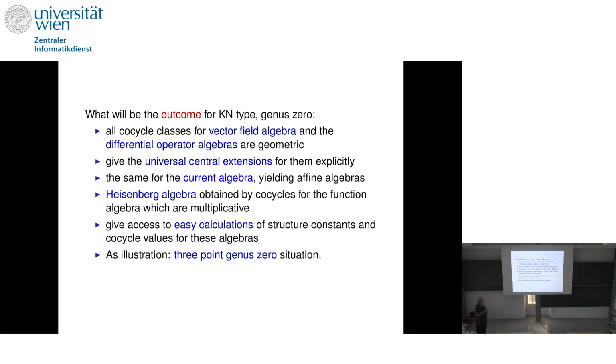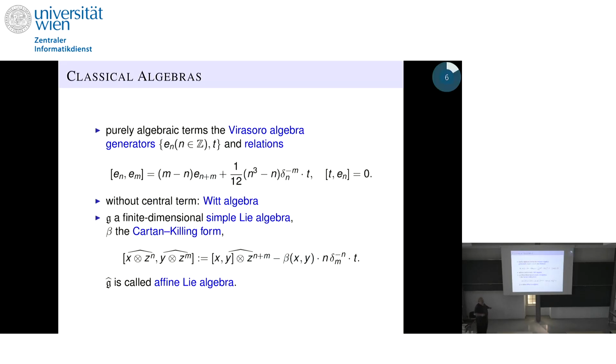As an illustration, I will close the talk with a 3-point genus zero situation, just to give us some kind of feeling there. But now I start really with it. Thomas already interrupted me several times, but let's take this as encouragement also to interrupt me.